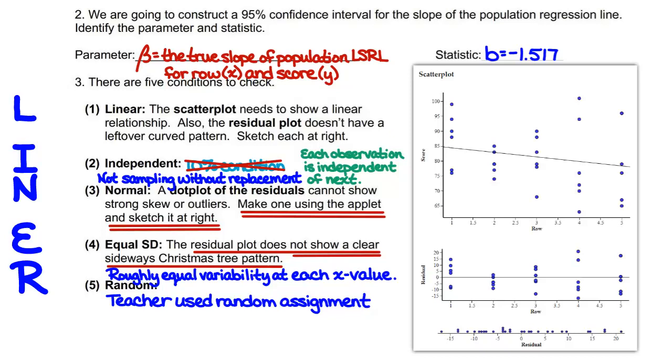So I want everybody to calculate the confidence interval here. And the standard error of B is right here. We do B, which is the slope. That's this. Plus or minus. And then we have our T star. So this is where we have to look it up on the chart.